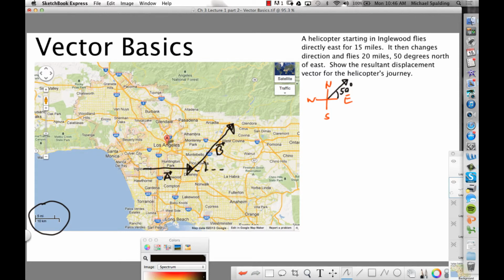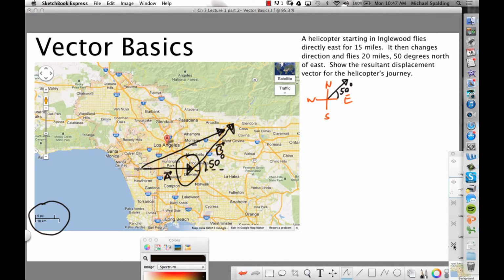The angle right here is 50 degrees. So notice, how do I have these two vectors placed together? Tip to tail. So if we wanted to figure out what the displacement of the helicopter was, and remember from last chapter, what does displacement care about? Starting point and ending point. The displacement would be that, from the tail of the first to the tip of the last.